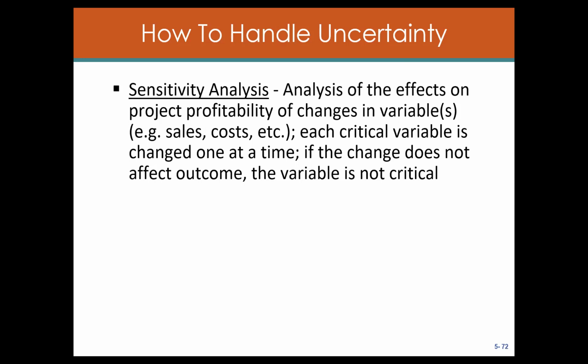Especially for the tourism industry, it's horrible just now. So the sales will go down. So those are pessimistic scenarios. And then normal scenarios. Then optimistic scenarios you can have. Each critical variable is changed one at a time. If the change does not affect outcome, the variable is not critical.